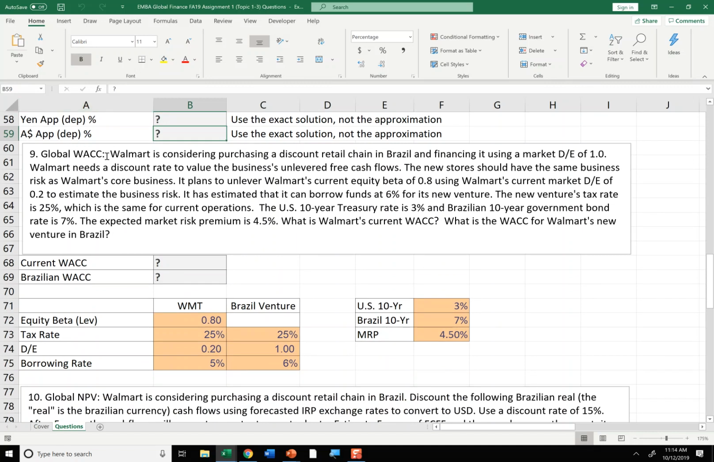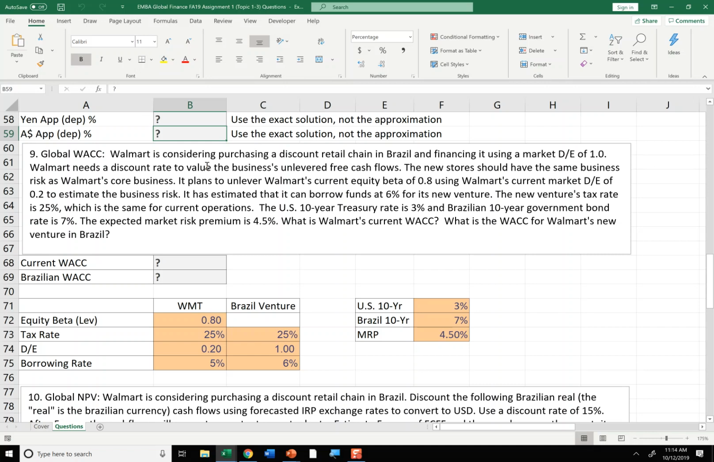So, global WACC. Walmart's considering a purchase of a store in Brazil, and they're going to have a financing at a D/E ratio, that's debt to equity for those of you who haven't forgotten, of 1.0. Walmart needs a discount rate. In other words, if you want to take the NPV of a project, you need a discount rate, right?